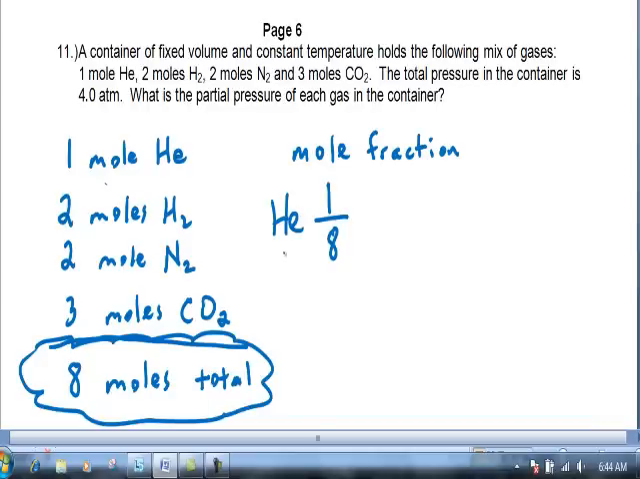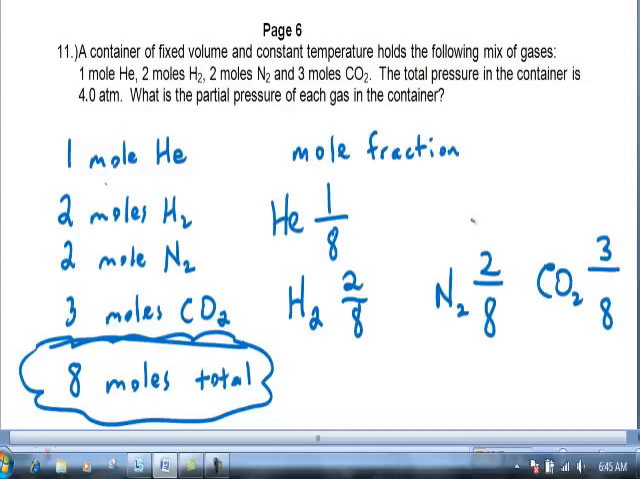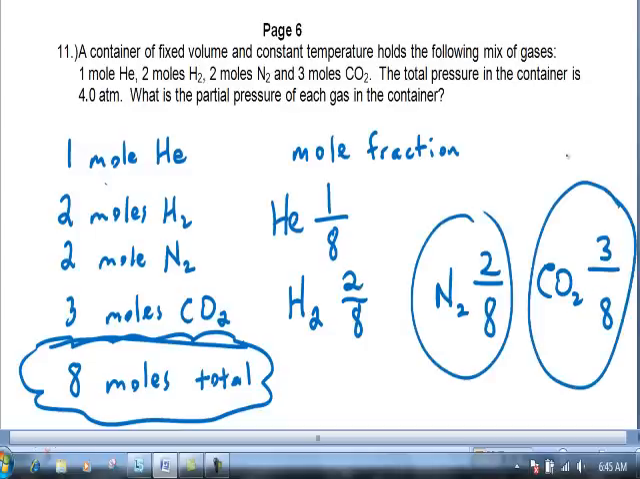For example, our mole fraction of He atoms is 1/8, in that 1 mole of the total gas is helium, and 8 moles is the total amount of gas. So the mole fraction of helium atoms in the container is 1/8. Similarly, the mole fraction of hydrogen would then be 2/8. The mole fraction of nitrogen would be 2/8 also. The carbon dioxide would be 3/8 for the mole fraction.